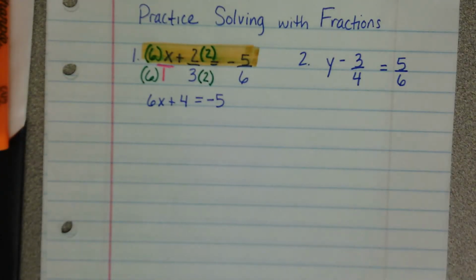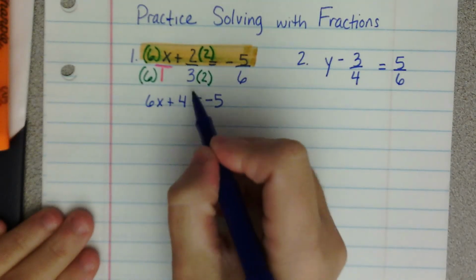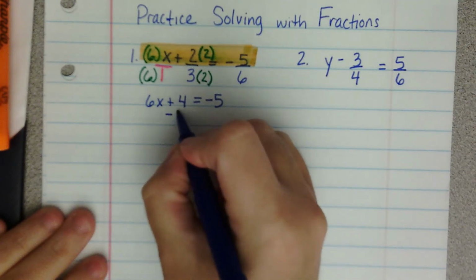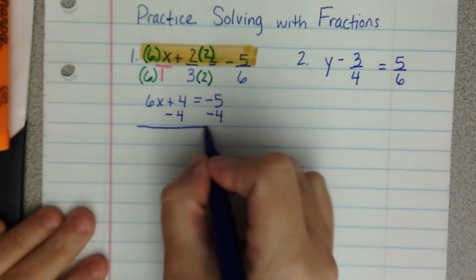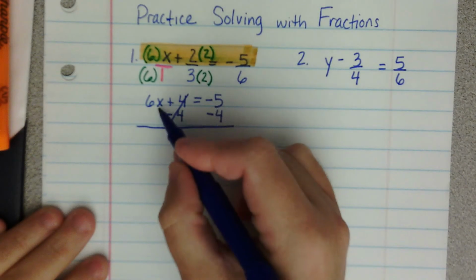Now that I have an equation, I'm going to follow my order of operations, and I'm going to do inverse operations to get x by itself. So the first thing I have is a plus 4. I need to get rid of the plus 4 by doing inverse operation, minus 4, on both sides. Positive 4 minus 4 cancel, and 6x comes down.